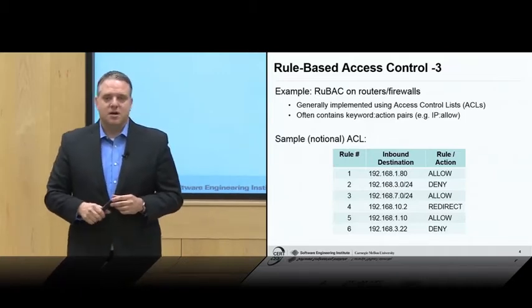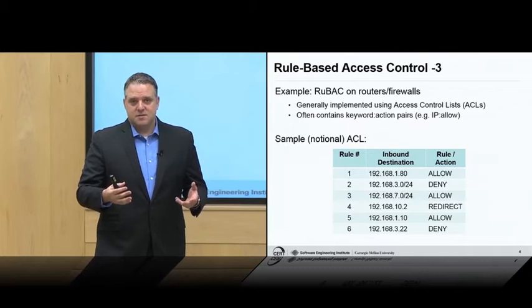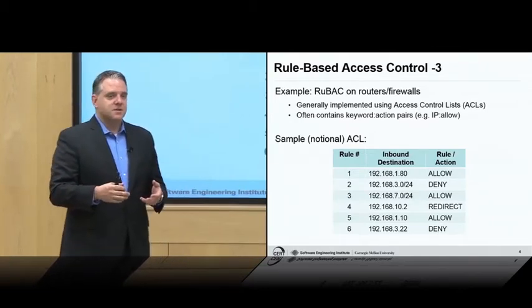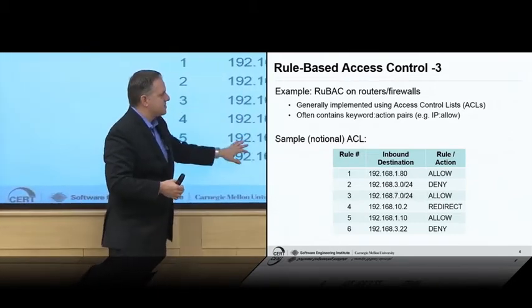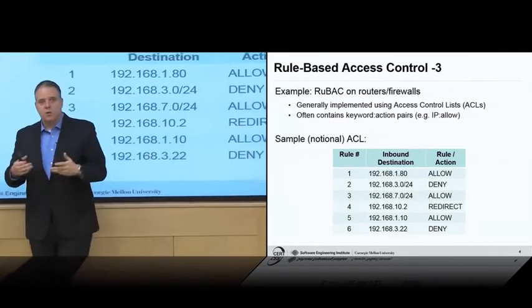Here's a good example of rule-based access control. This is a firewall access list. And as is common with rule-based approaches, you'll see that they typically take the form of some keyword, like an IP address, and some type of action, like allow or deny or redirect.